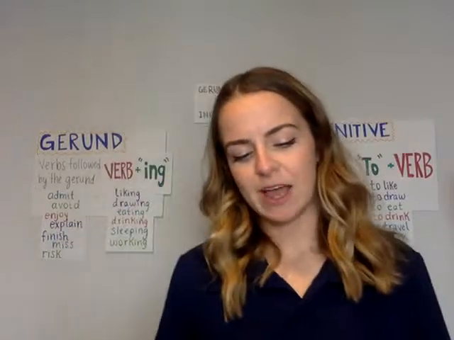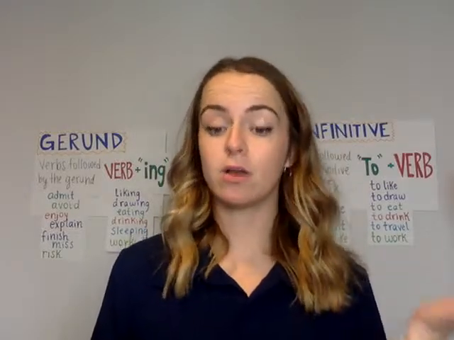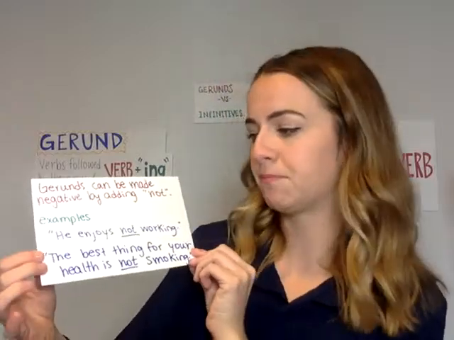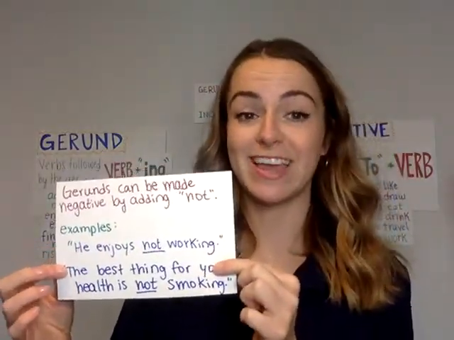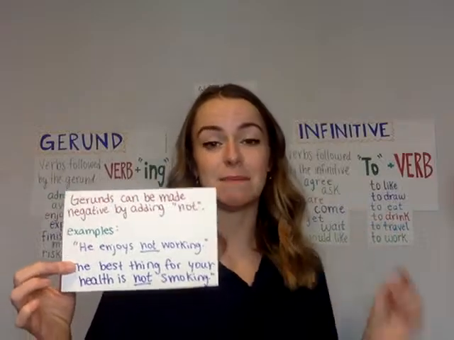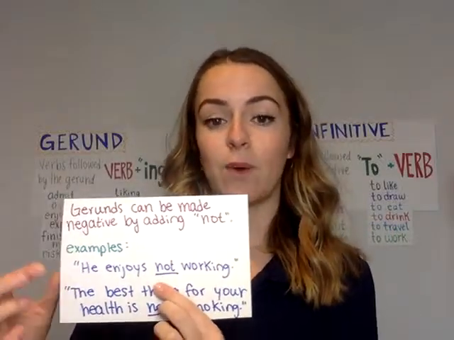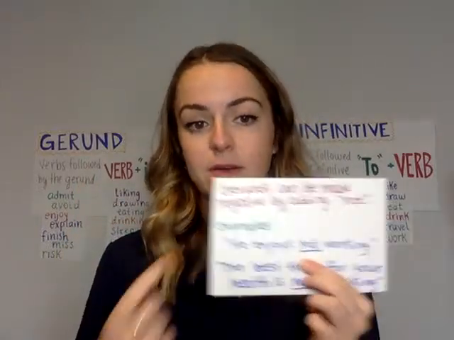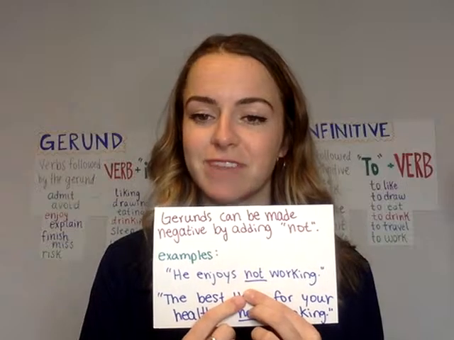Very good. Now, next it says gerunds can be made negative by also adding not. I have a few examples for us here today. This one says, he enjoys not working. Again, the same as the infinitive. To make something negative, all we do is add not. While I read these examples, can anyone give me an example of a gerund used negatively?